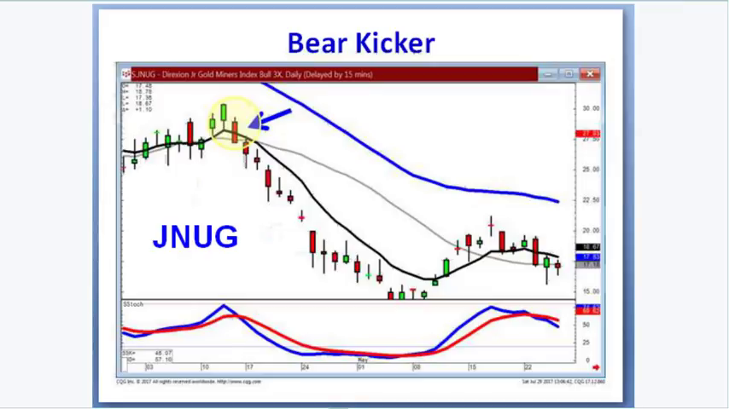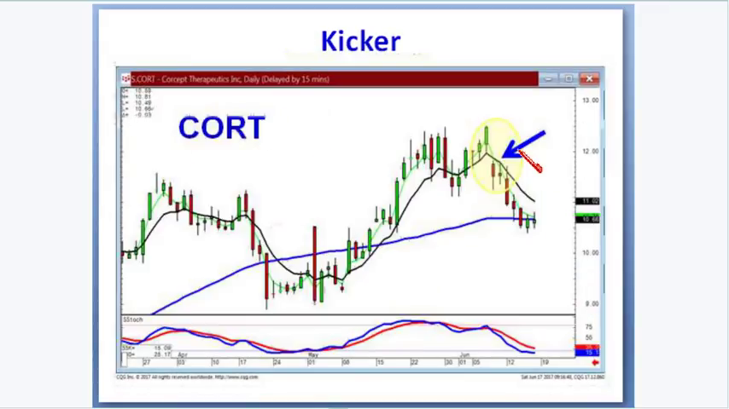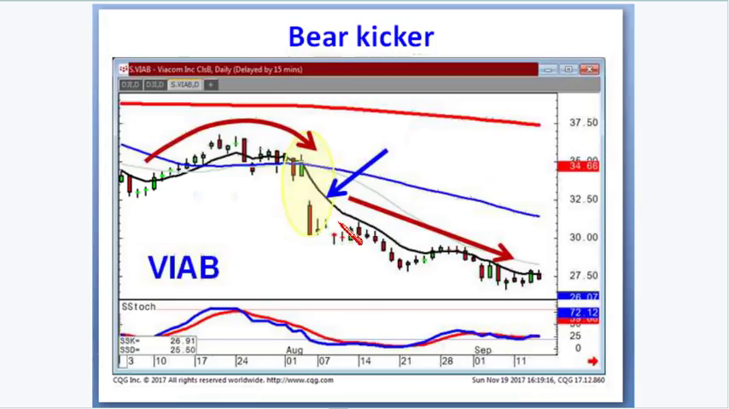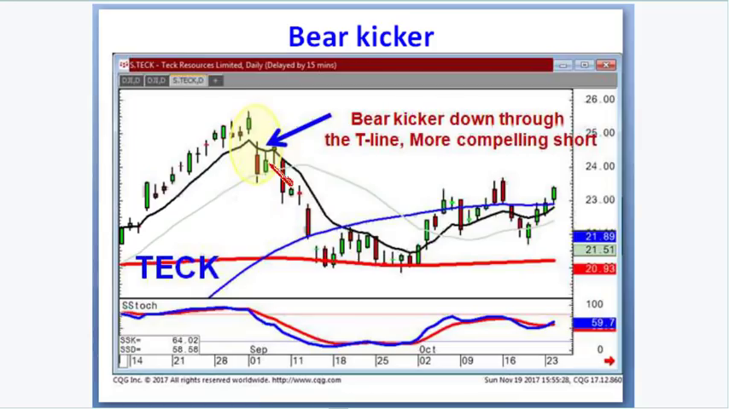All right, so anyways, the bottom line to the kicker signal is, whenever you see a kicker signal, you've got a high probability that you're going to be heading in the right direction. Kicker signal heading in a bearish direction. So that force right there identifies a very high probability trade.